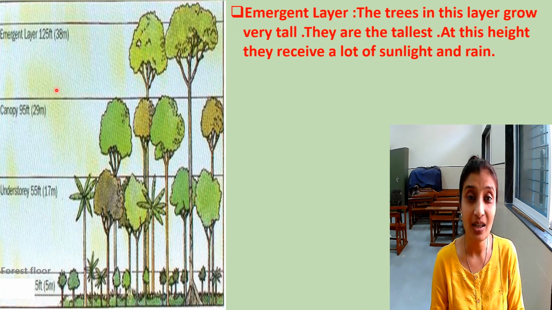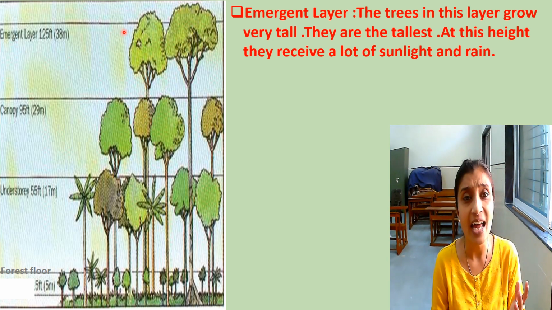Look at the picture, children. We'll study about the emergent layer. How are the trees in this layer, children? They are the tallest of all the other trees. The trees in this layer grow to such height that their crowns or tops rise above all the others and stand the tallest of all. At this height, they receive lots of sunlight and rain. Their height is 125 feet.